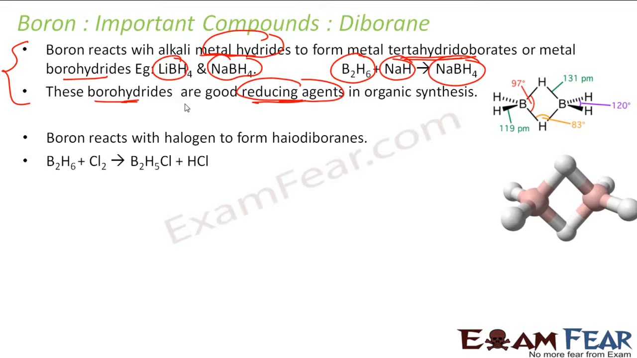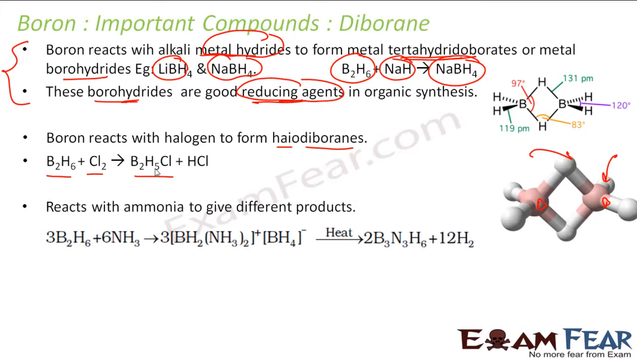Diborane also reacts with halogens to form halodiboranes, and the reaction will be B2H6. If you react with chlorine, it becomes B2H5Cl. This is a replacement reaction actually. For example, you have 6 hydrogens. The moment you react with chlorine, 1 chlorine will replace a hydrogen. So you get this kind of reaction.